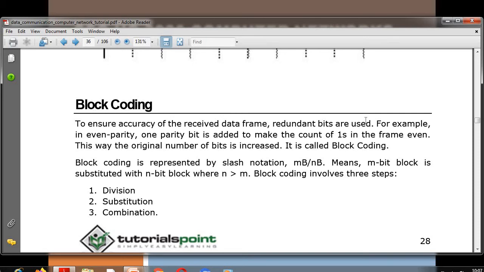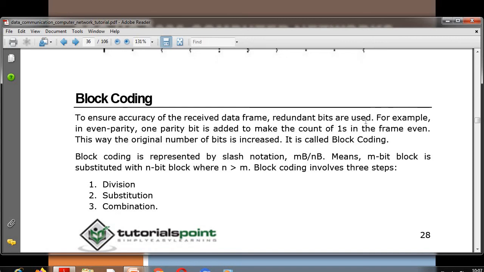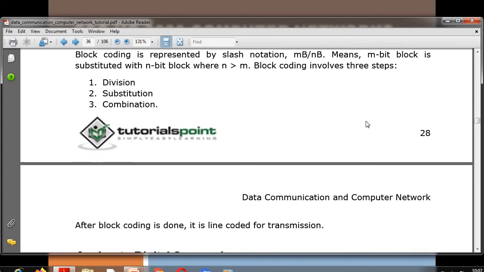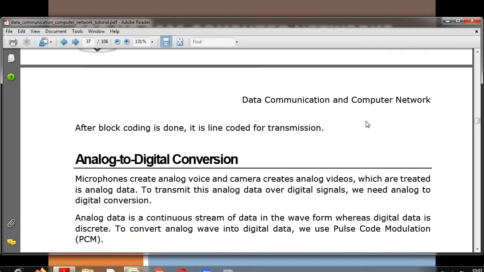Block coding is represented by slash notation, mB/nB. M means an m-bit block is substituted with an n-bit block, where n is greater than m. Block coding involves three steps: division, substitution, and combination. So after block coding is done, it is line coded for transmission.